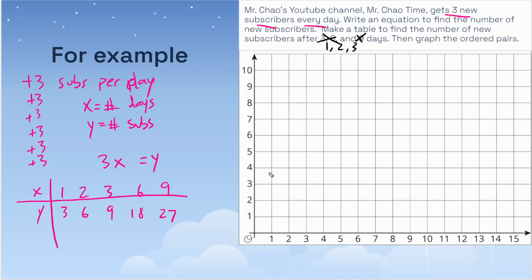So if we could go up higher than 11 here, then we would be able to graph these, but the graph is not big enough. So after 1 day, our ordered pair is 1, 3. After 2 days, our ordered pair is 2, 6. And after 3 days, our ordered pair is 3, 9. And that is our graph.